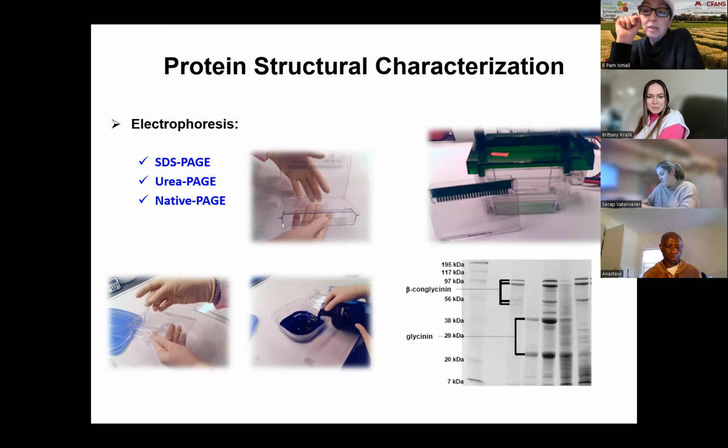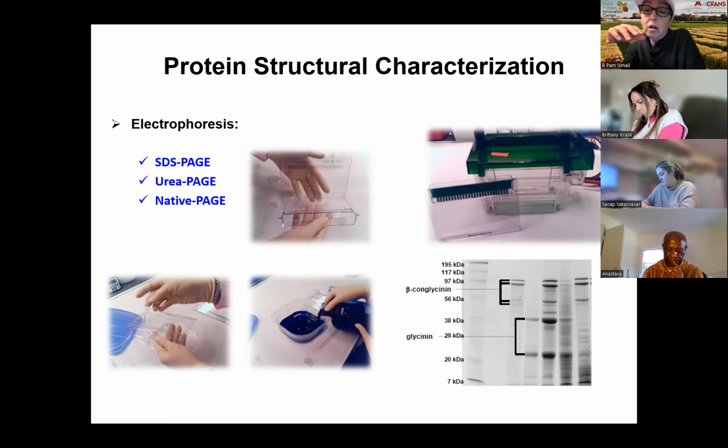Anyway, now you just destain with water, and then your protein bands will show up because the Coomassie blue will bind to the protein, I believe, via hydrophobic interactions. And then you can see your protein bands, different subunits. You run a molecular weight marker, so you can estimate the molecular weight of your bands.